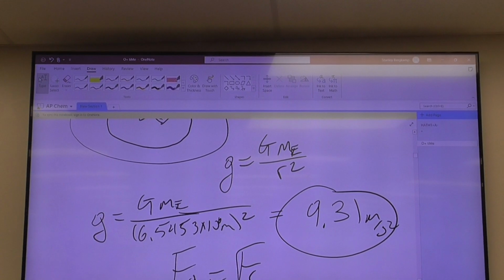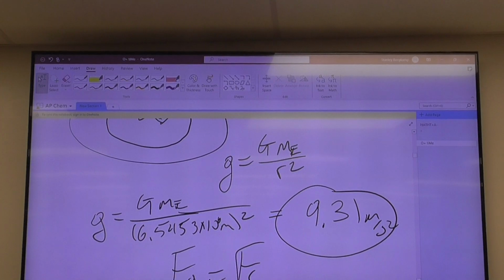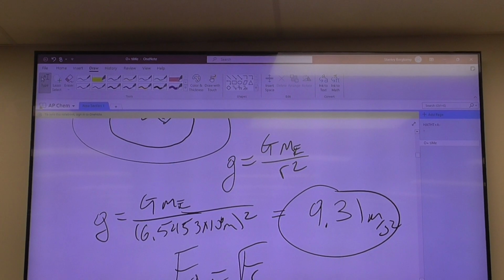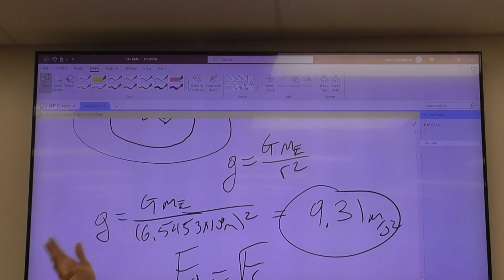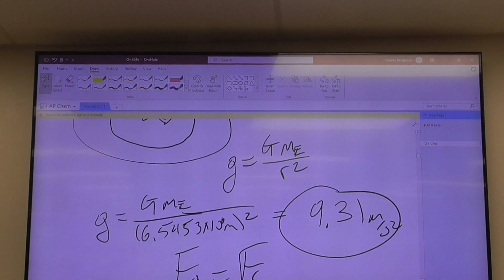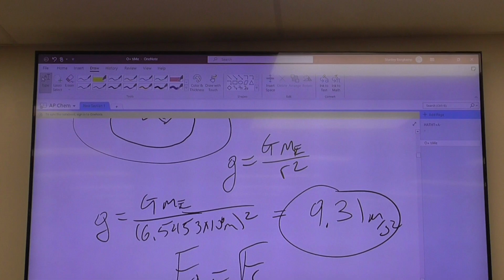But no matter what, here's what I want you to see. If I ask you to calculate the gravitational acceleration at some point above the Earth, what else am I asking you to calculate? The centripetal acceleration. So if you ever know one, guess what? You know the other.